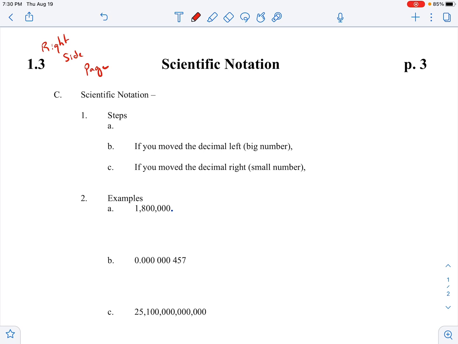We're going to talk about scientific notation. Remember, at any time, if you need to, you can pause this video. That way you can stay caught up and not have any problems. So first off, we're going to talk about scientific notation. We need to define scientific notation.